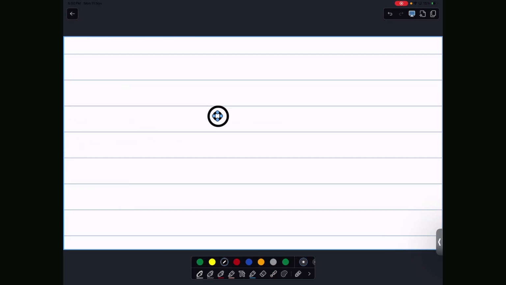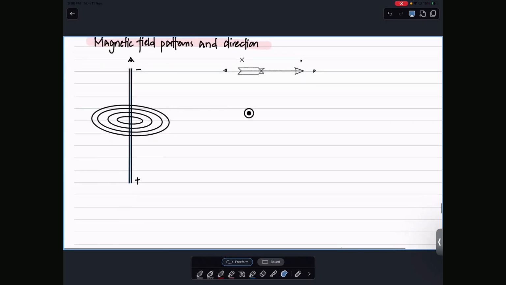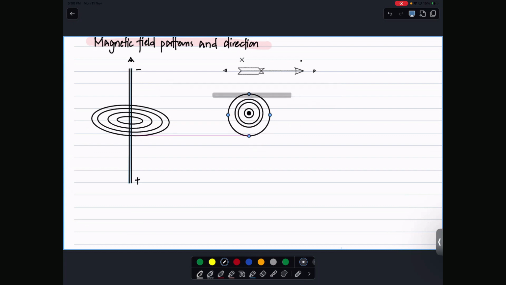And the dot is a universal thing. It's not just magnetism. If you want to show in and out in any kind of scenario, you can just use a dot and a cross. Now, the pattern would be a bunch of circles here like that. The circles are close together near the wire, and they'll start to get further out, because what happens to the strength of my field? It decreases.